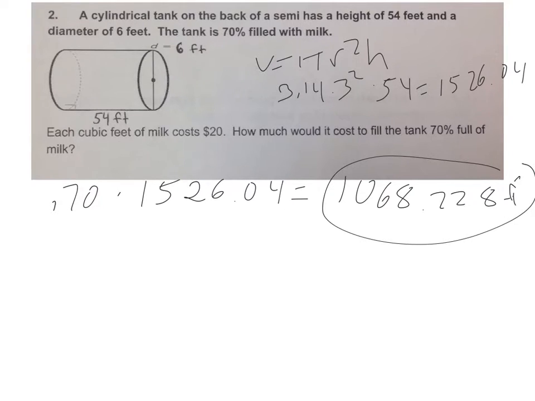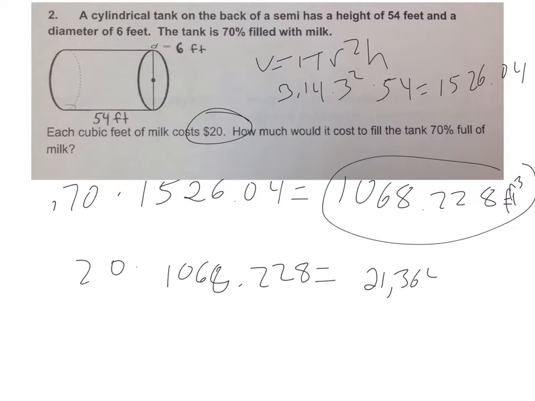So we multiply it by $20 for each one of those cubic feet. You do 20 times 1,068.228, and you end up getting $21,364.56 of milk in that truck. That's a lot of milk. Let's go to the next one.